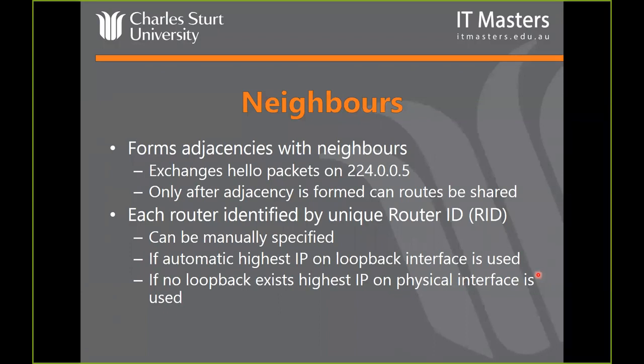Now, if it is generated automatically, if you just leave it to its own devices, the router ID will be sourced from the highest numerical IP on any loopback interface that the router has. So the highest numerical loopback interface IP will be used first. If you don't have a loopback address, and you may not have, it will just use the highest numerical IP on any other interface. Now it says physical interface, but it can also be a VLAN interface as well in a layer 3 switching environment.